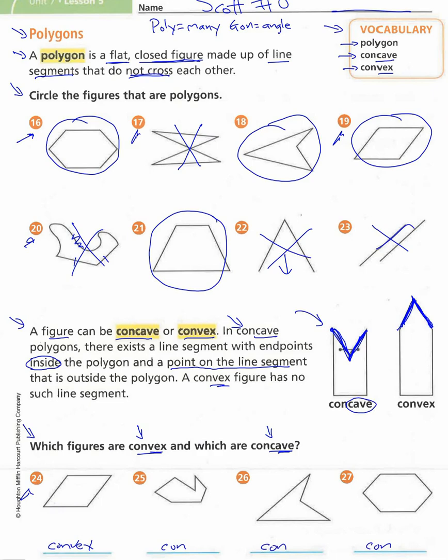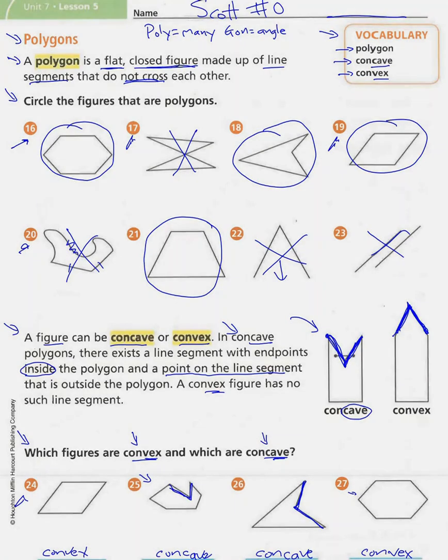Okay, number 25 kind of looks like a whale, but you can see this one does go in, so that is concave. This one, number 26 right here, this also goes in, right? So that's also concave. And number 27, none of them go in, so it is convex. All right. So you can get ready for the next page.